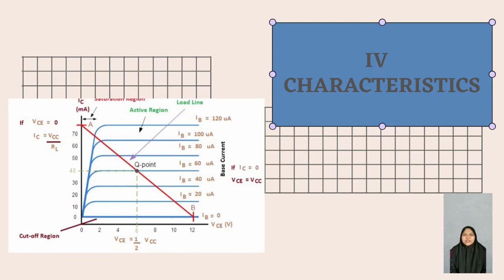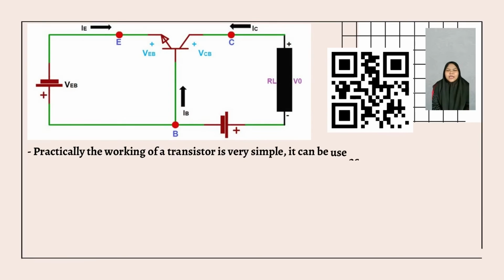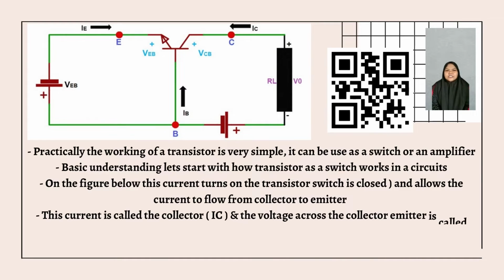Next, this is an example of the IV characteristic of a bipolar junction transistor. Explanation about this diagram: practically, the working of a transistor is very simple. It can be used as a switch or an amplifier. For basic understanding, let's start with how a transistor as a switch works in a circuit.